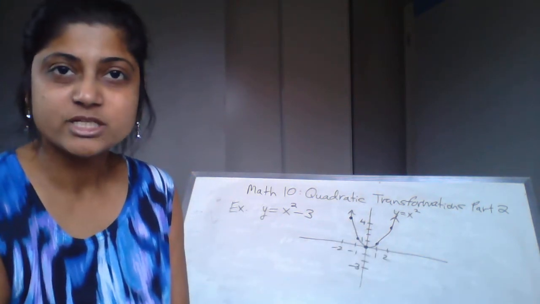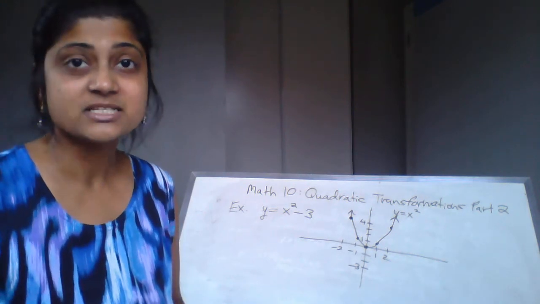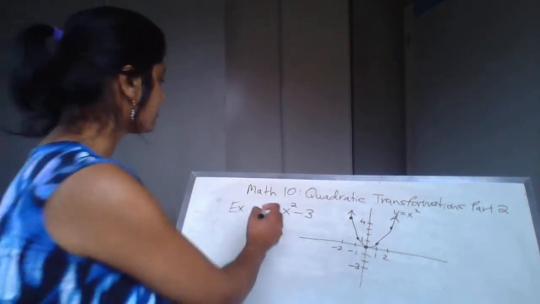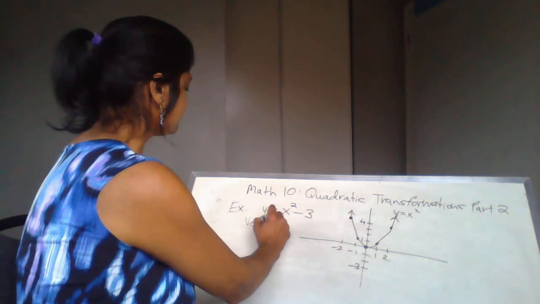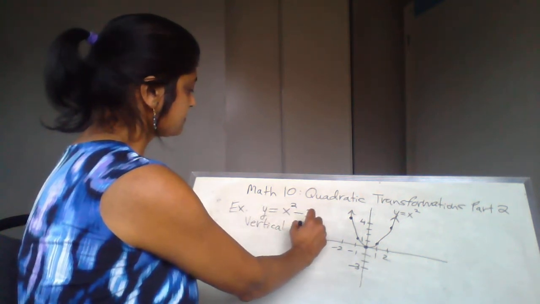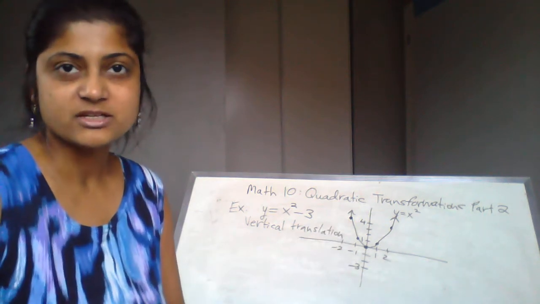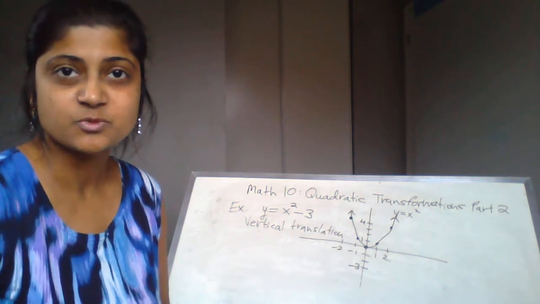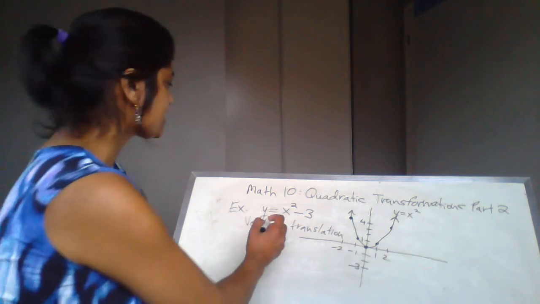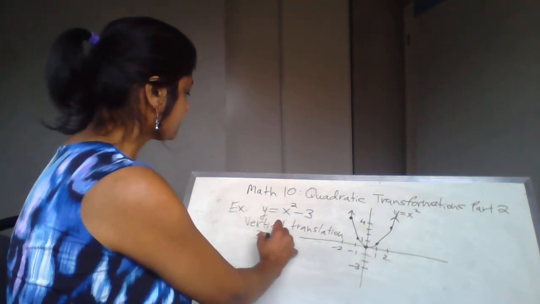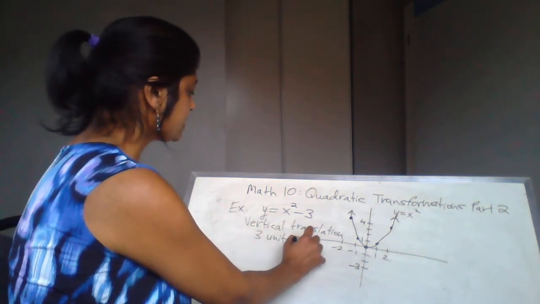So you see that the equation says y equals x squared minus 3. This is a vertical translation. Okay, and because this is outside, it's a vertical translation, and the quadratic function is moving 3 units down because it's minus 3. So I'm just going to put 3 units down.